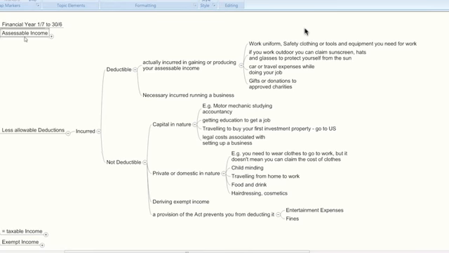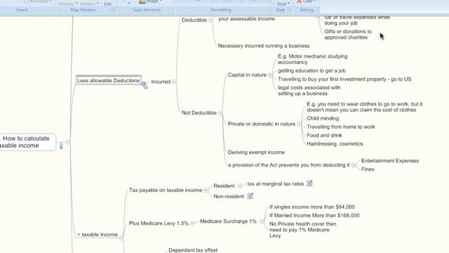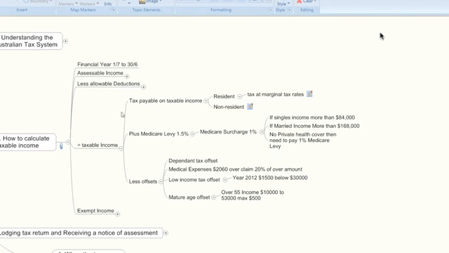Okay, so you have your assessable income less allowable deductions, then it equals your taxable income, and this taxable income is what the tax is calculated on. So after you calculate your taxable income, then you work out how much tax I have to pay on that taxable income. This is where the difference is. Like if you are a resident, you know how we discussed, you have to declare income inside and outside Australia. You add it all up, and then you get a different tax rate.